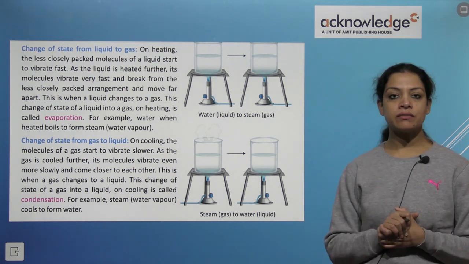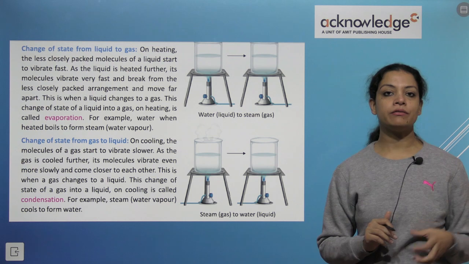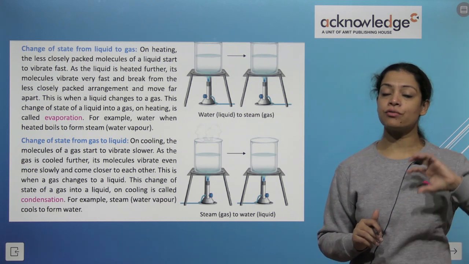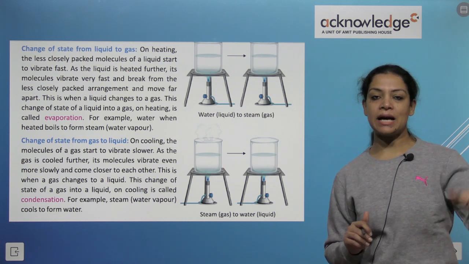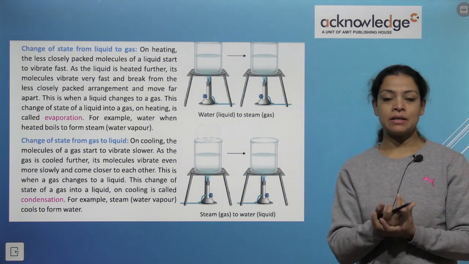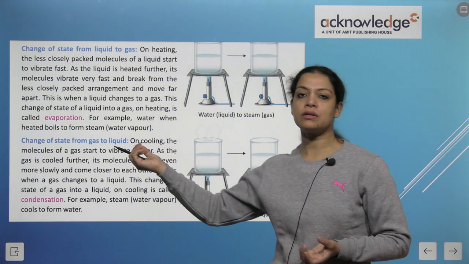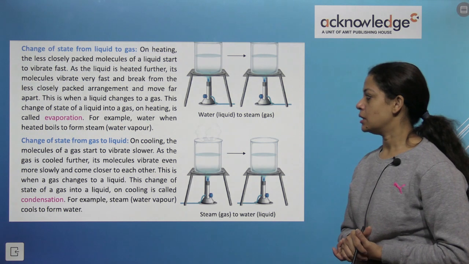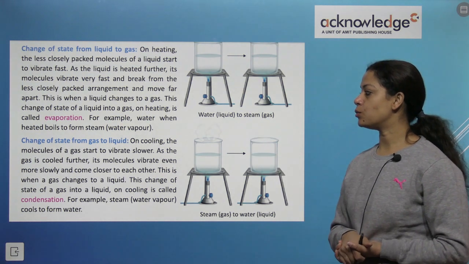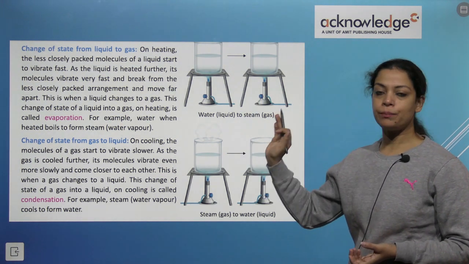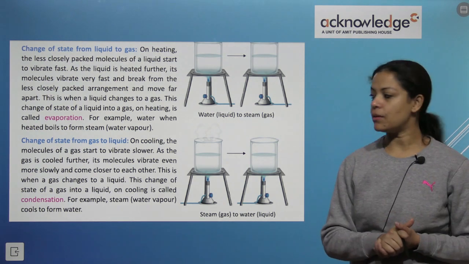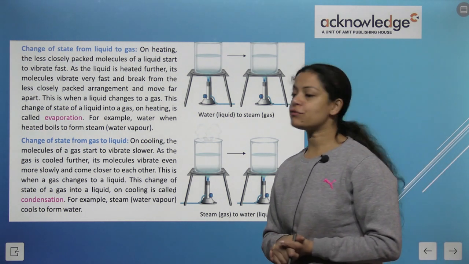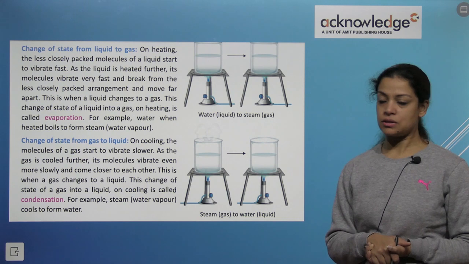So, basically, what is evaporation? When you boil water, when you heat water and it changes its state from liquid to gaseous and gives out steam, that process is called evaporation. So, when water is heated to boil, steam gives water vapor, and that process is what? Evaporation. Now, change of state from gas to liquid, how is it possible again?